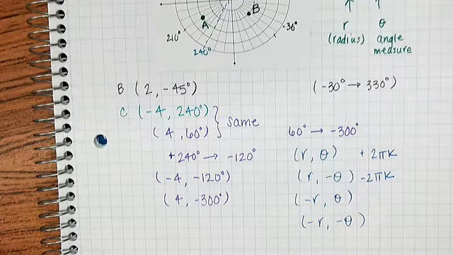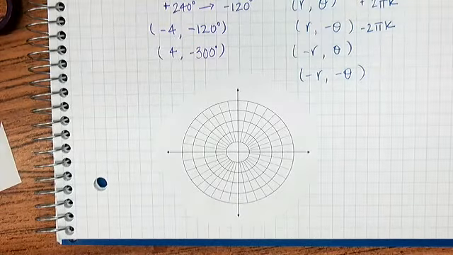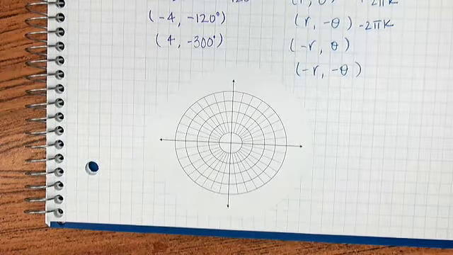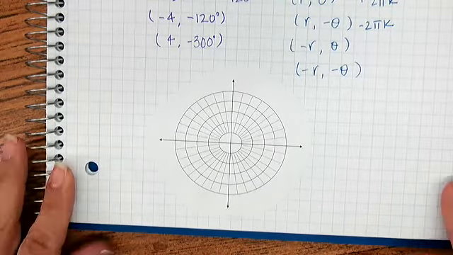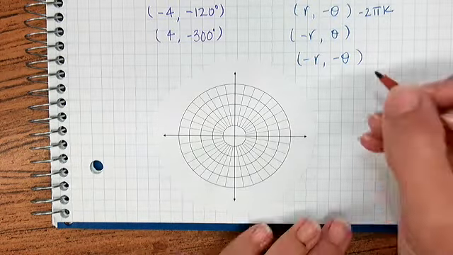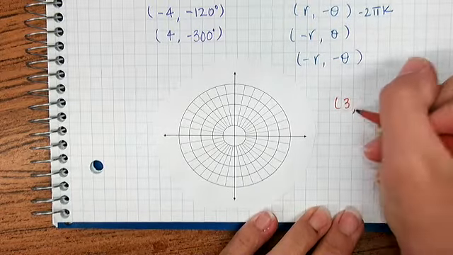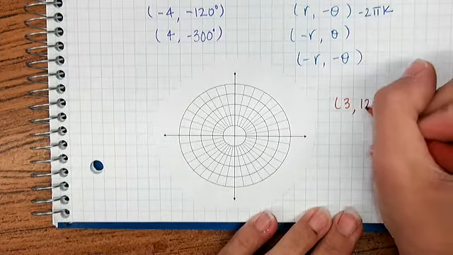Let's get another graph and practice some more. Voila. All right. So let's start with the positive. Let's look at 3 and how about 120?